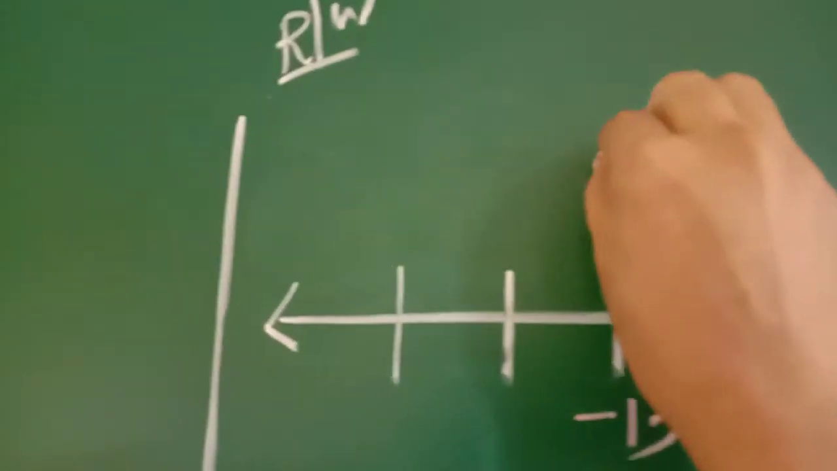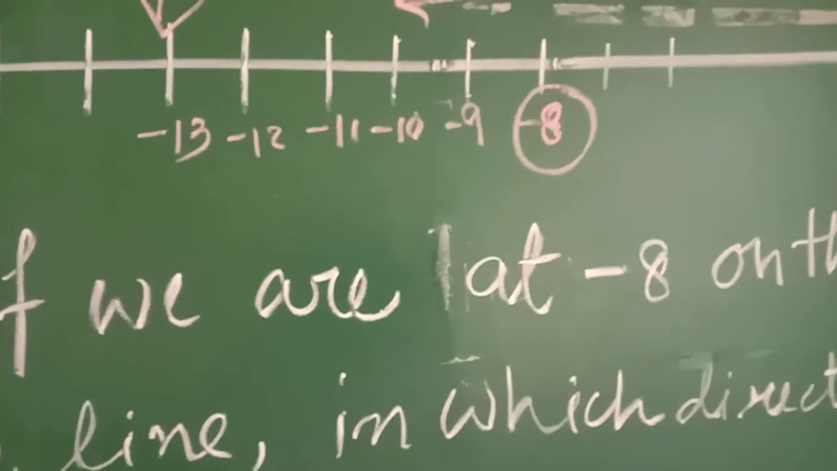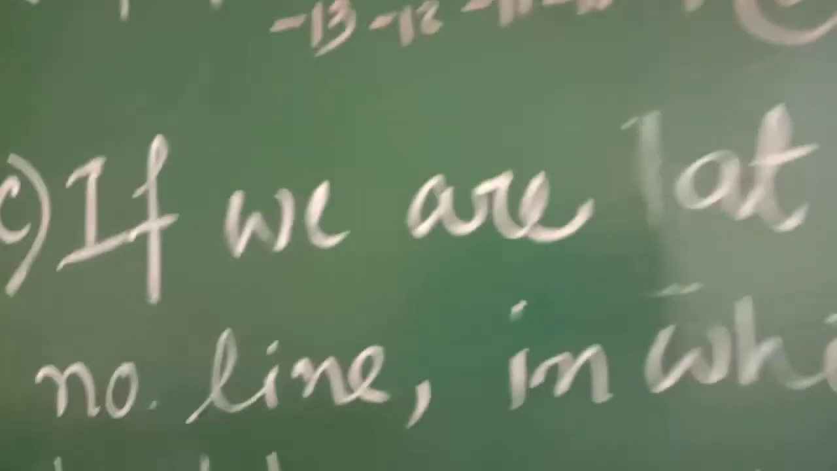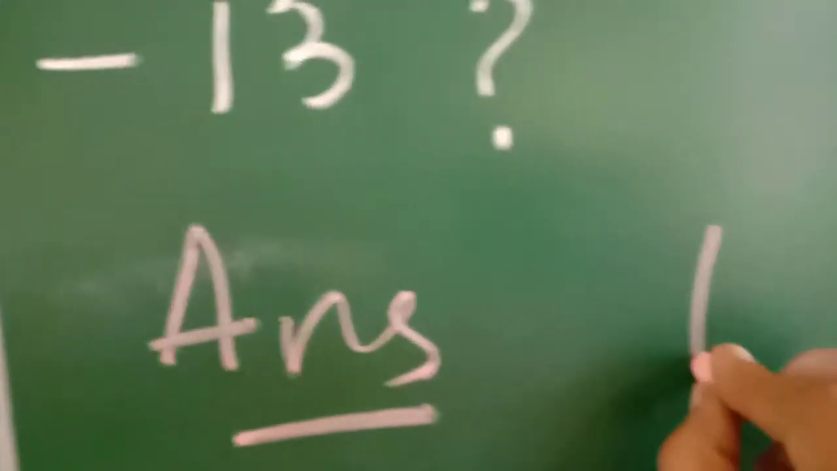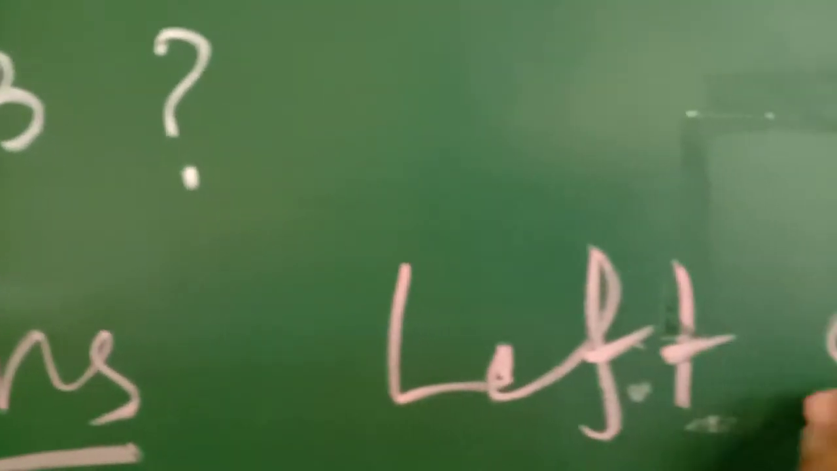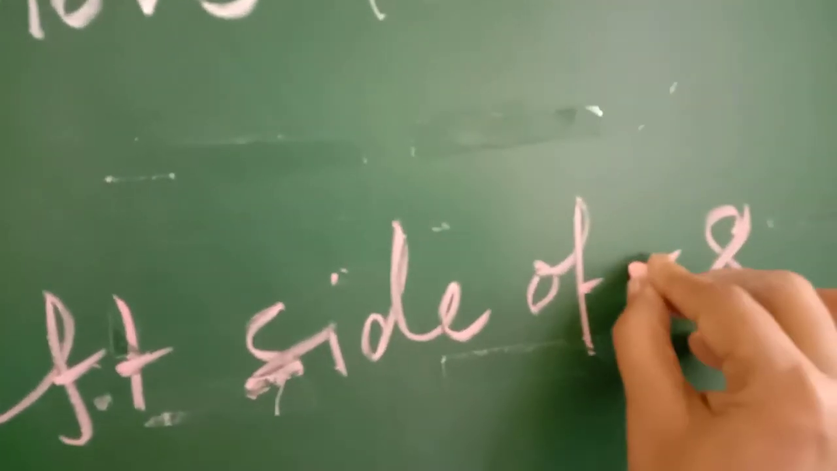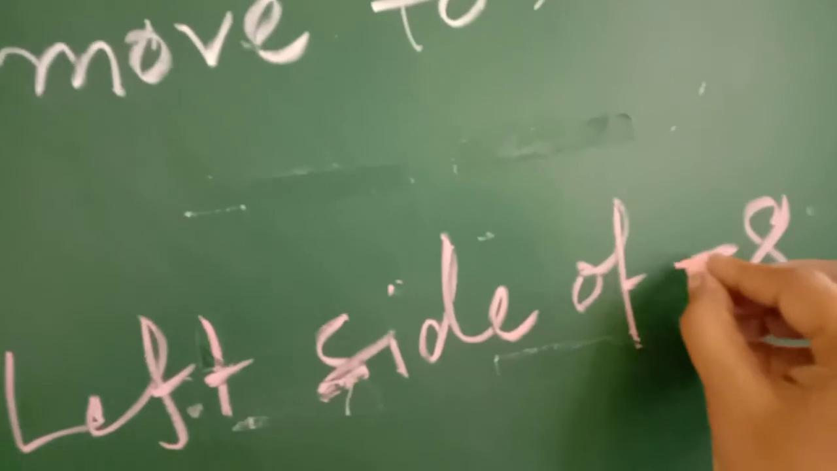To reach this number, which direction are you moving? You are moving to the left side. The answer will be, we have to move left side of minus 8. Some students are writing the minus sign so that it looks like a comma. Give the minus sign properly.